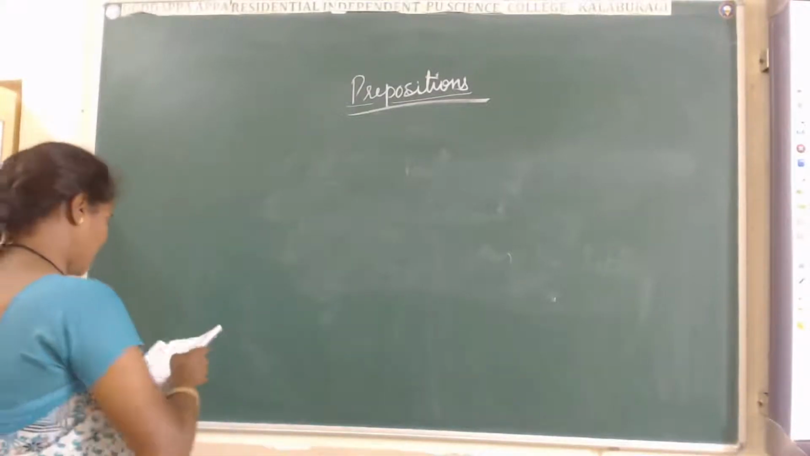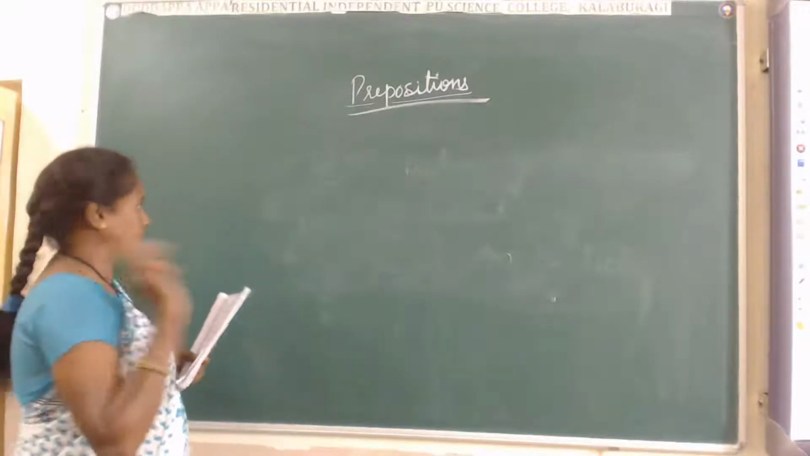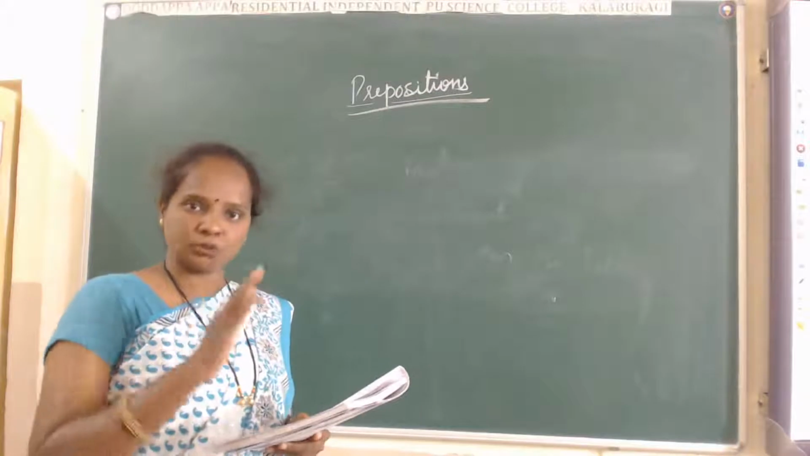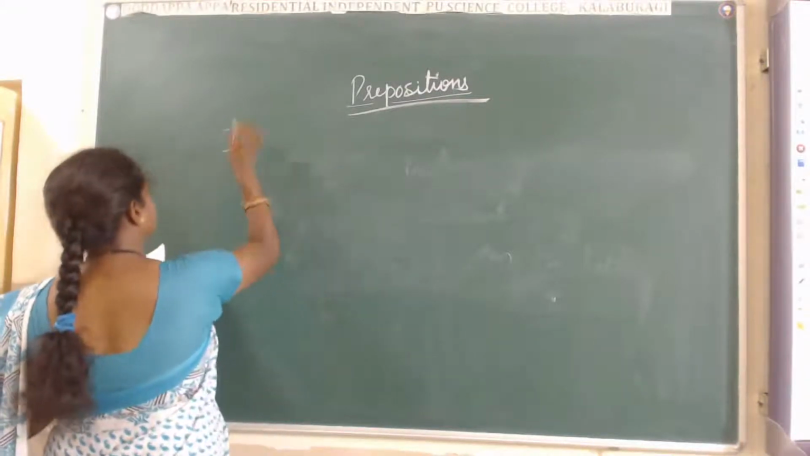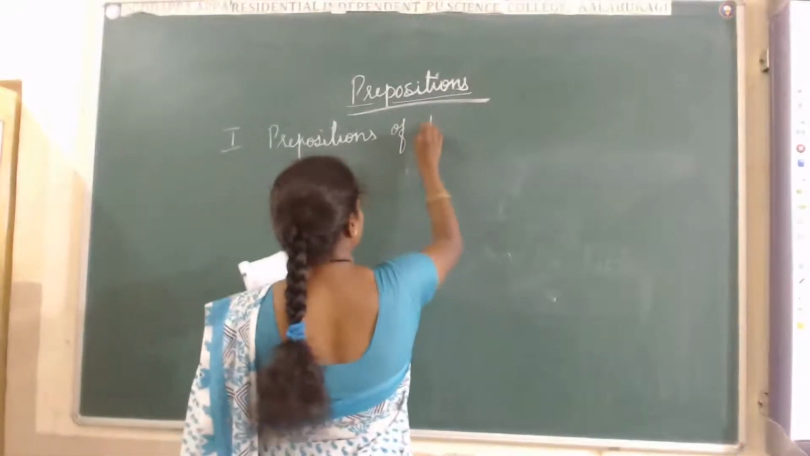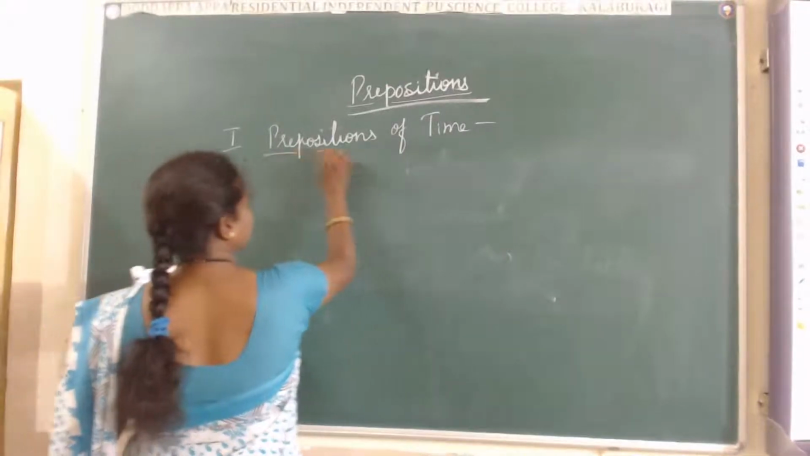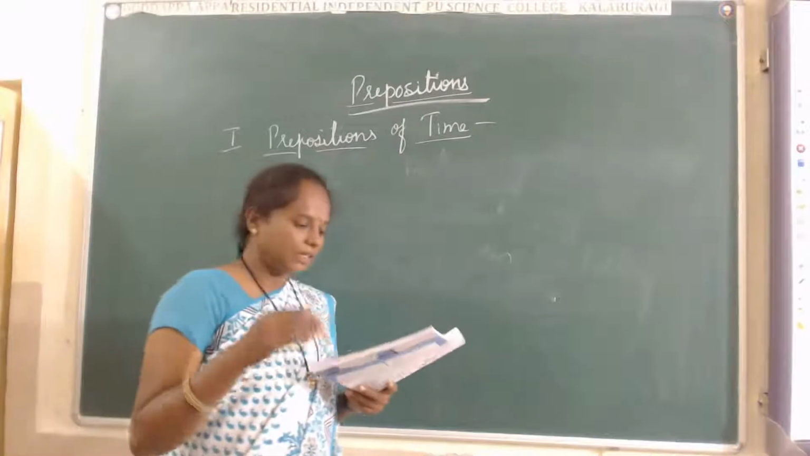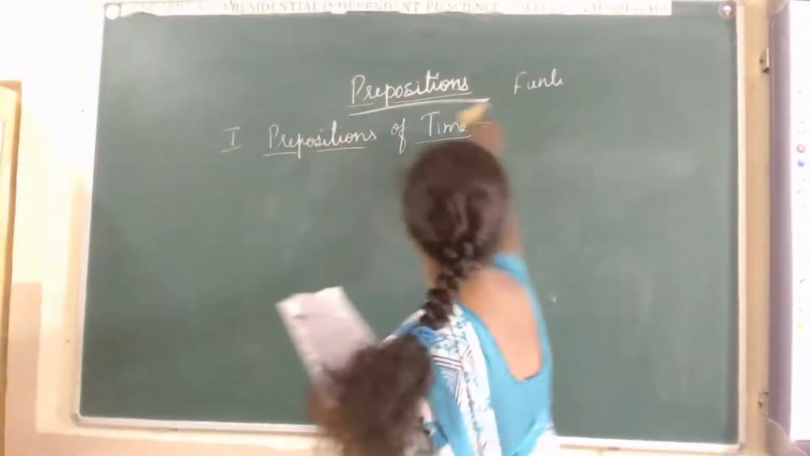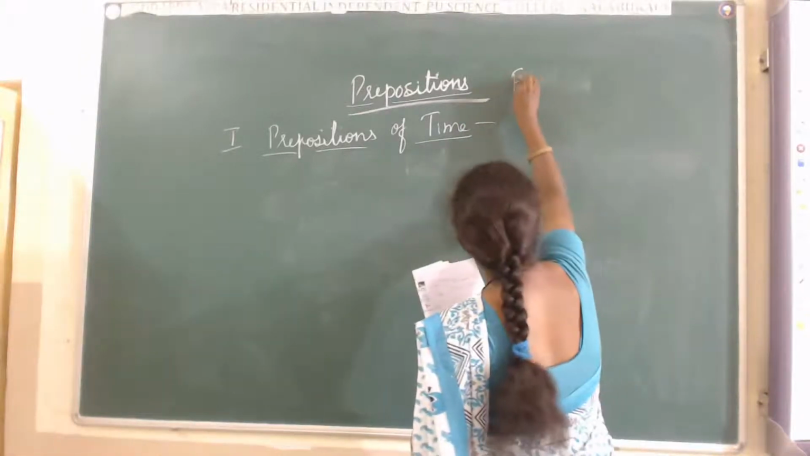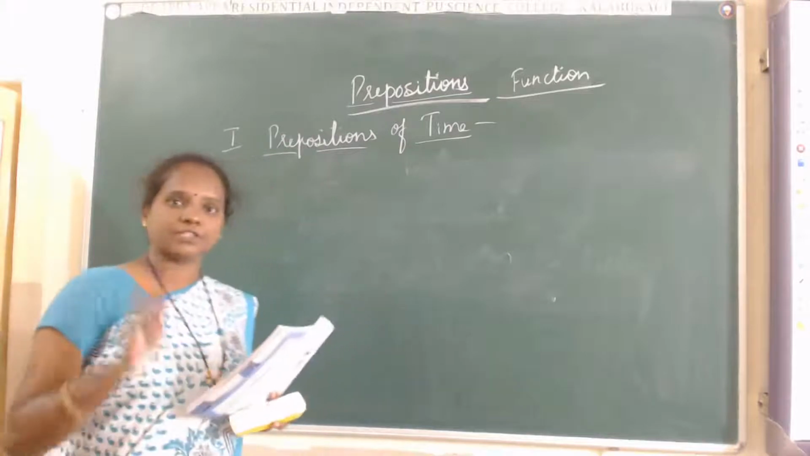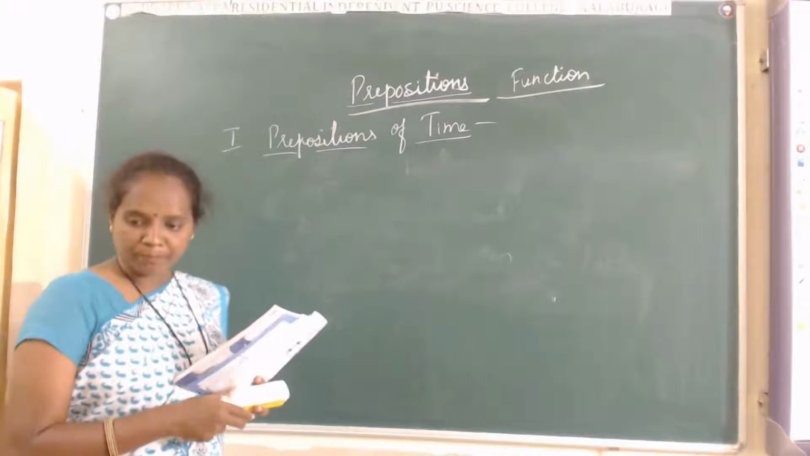And prepositions are classified into three according to their function. Based on the function, they are categorized into three parts. First one, prepositions of time. Preposition of time. What does it mean?